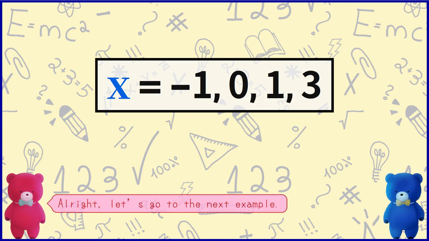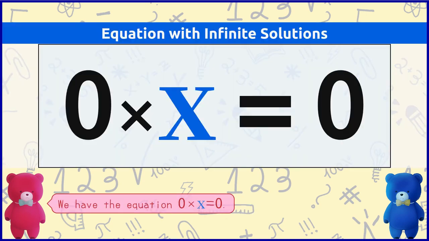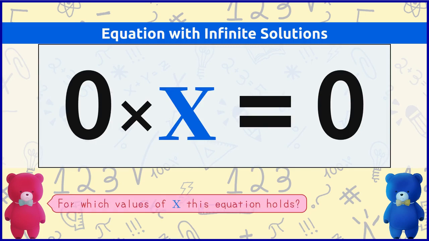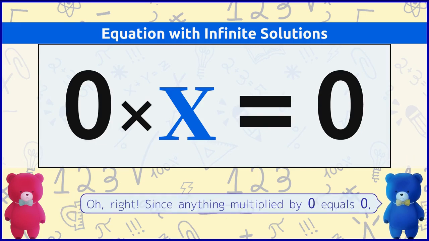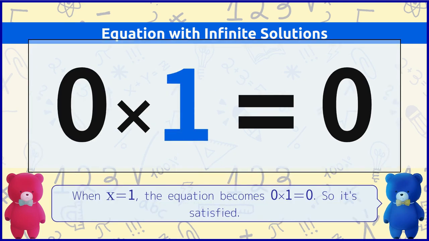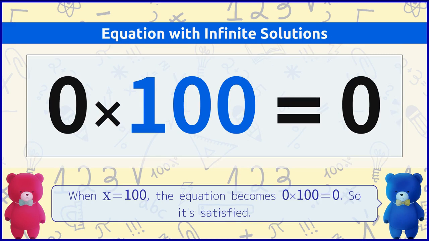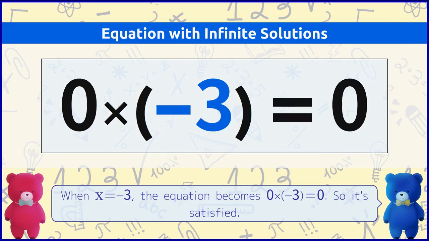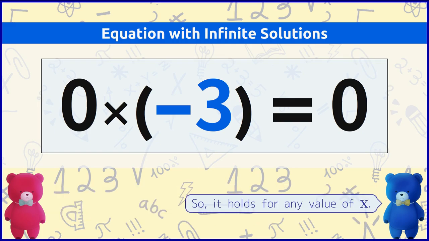Alright, let's go to the next example. We have the equation 0 times x equals 0. For which values of x does this equation hold? Alright, since anything multiplied by 0 equals 0. When x equals 1, the equation becomes 0 times 1 equals 0, so it's satisfied. When x equals 100, it becomes 0 times 100 equals 0, so it's satisfied. When x equals minus 3, it becomes 0 times minus 3 equals 0, so it's satisfied. So, it holds for any value of x.